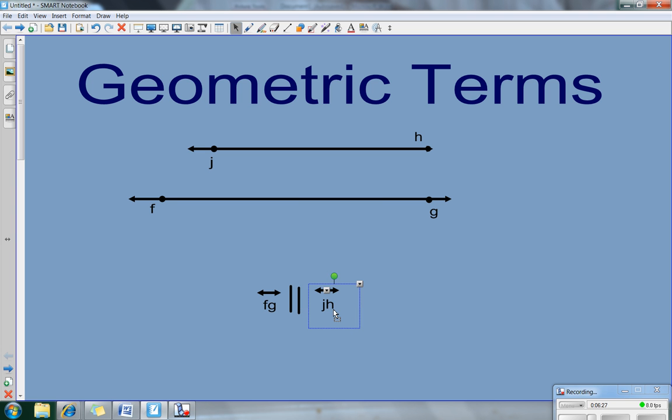Move these over a little bit. So you can see the line JH is parallel to line FG here. They never meet, they'll never touch, no matter how far off to the right you go or how far off to the left you'd go, these two lines would never meet.